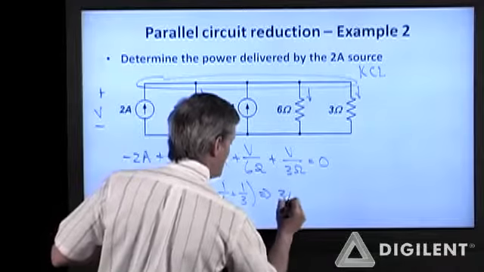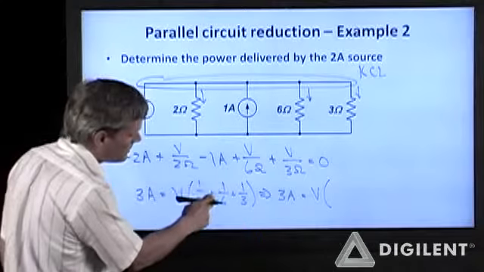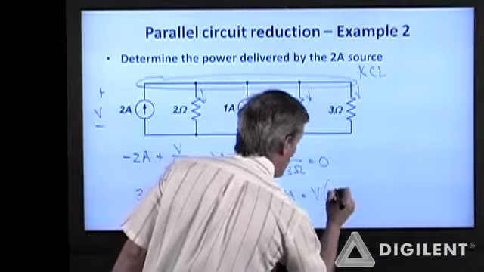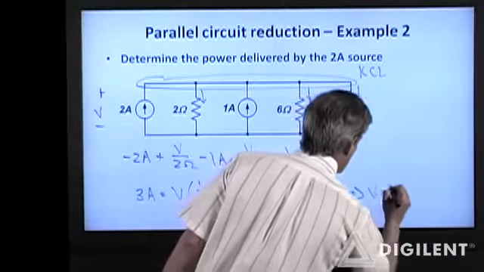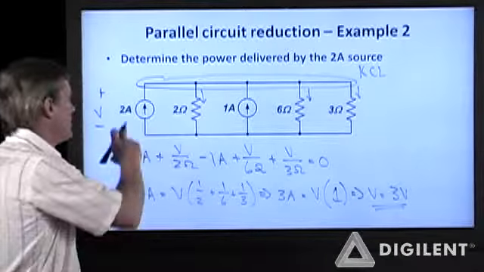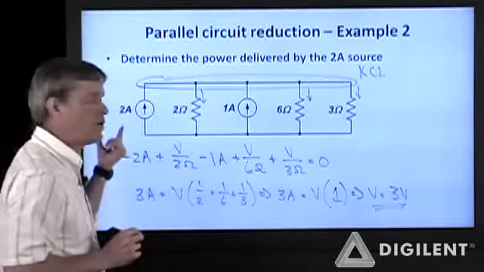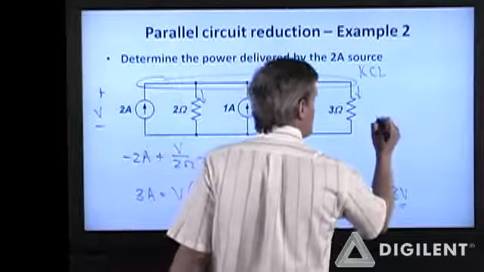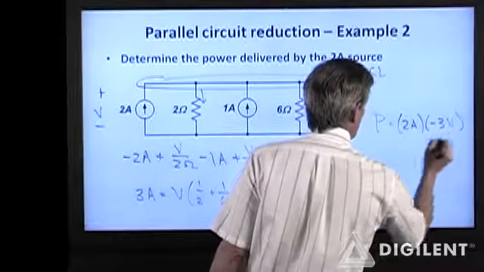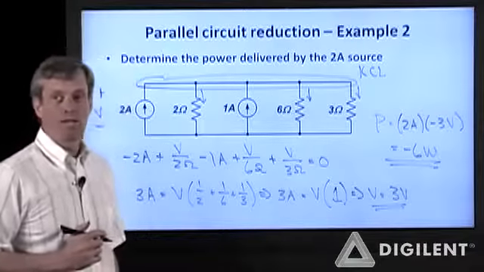Therefore, 3 amps is equal to V times 1/2 is 3/6 plus 1/6 is 4/6 plus 2/6 is 6/6 or 1. So V is equal to 3 volts. The fact that this is positive means that my assumed sign convention is correct, so my current is entering the negative voltage node, which disagrees with my passive sign convention. So my power is 2 amps times a relative minus 3 volts, or minus 6 watts. This element is generating power.